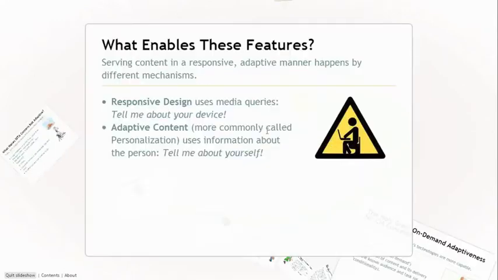So what is it that enables the features of adaptive content? I've said here that serving content in a responsive, adaptive manner happens by different mechanisms.